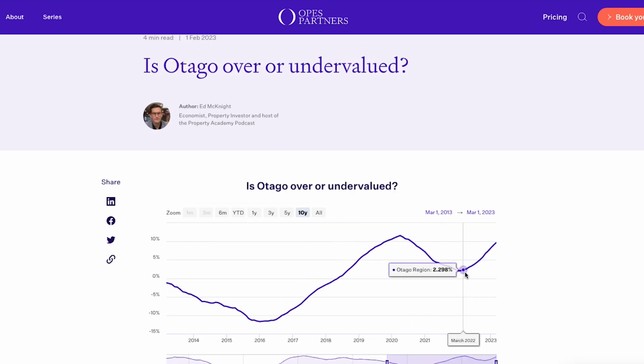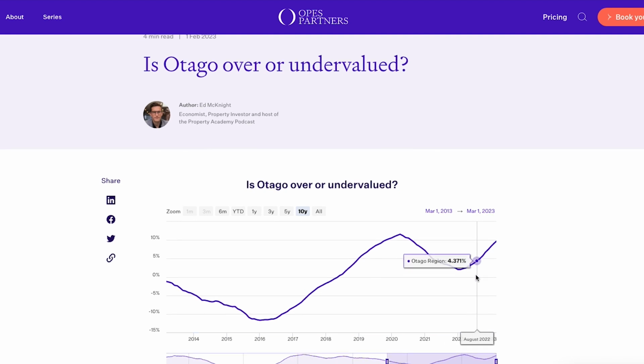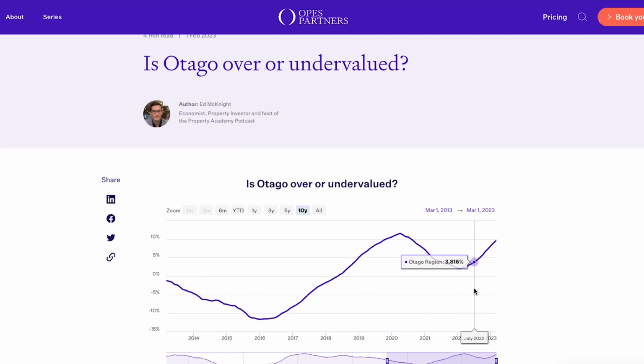And during the pandemic, actually, Otago house prices didn't increase as quickly as the rest of New Zealand, and that's why it became less overvalued. These days, we're actually seeing it pick up as well. Property prices there aren't decreasing by the same rate as the rest of the country, and that's why it's appearing more overvalued.